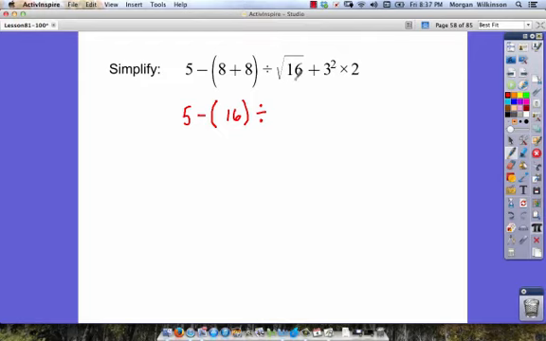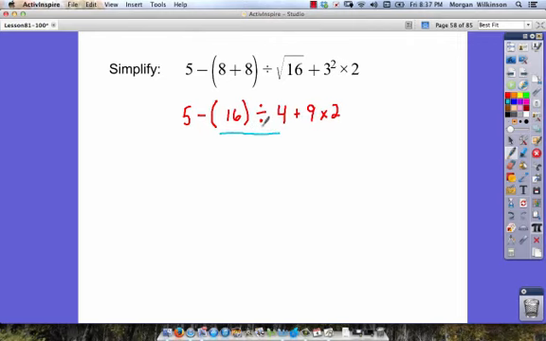next comes simplify powers and roots from left to right. So the square root of 16, well, that must be 4, because 4 times 4 is 16. Then we've got plus 3 squared, well, that's a power, so we need to simplify that next. 3 squared, 3 times 3, that's 9, times 2. Now we can go ahead and multiply and divide from left to right. So 16 divided by 4. That has to be our next step.